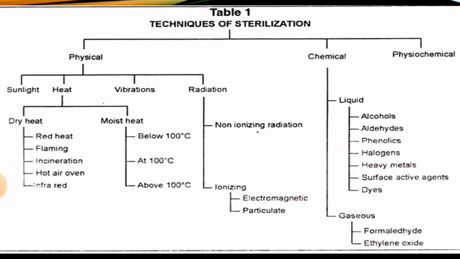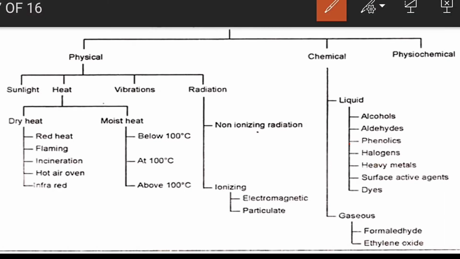So for the techniques of sterilization, we have different types of techniques. The most commonly used are physical technique, chemical technique, and physiochemical. In physical technique, we have sunlight, heat, vibration and radiation.